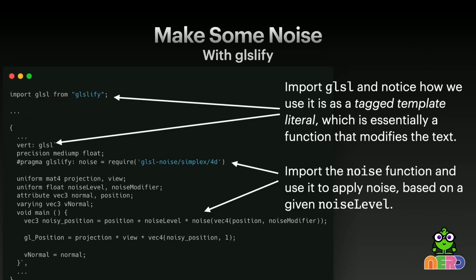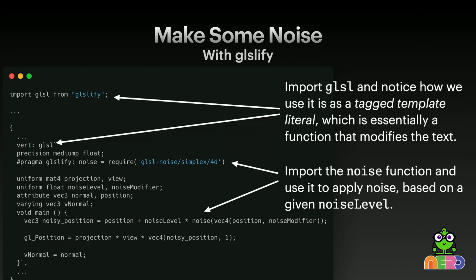There it is. We add it, we import it, and this is how we use it. I'm going to go a little bit faster through these because I want to make sure we have time for everything. But ultimately, we are applying this noise function. We import it, and there it is. We use the position. We pass some modifier, which is one of the uniforms that's coming from outside, but it's just a number.